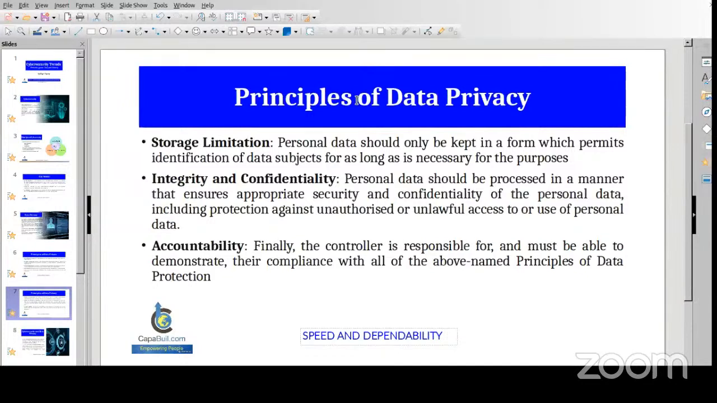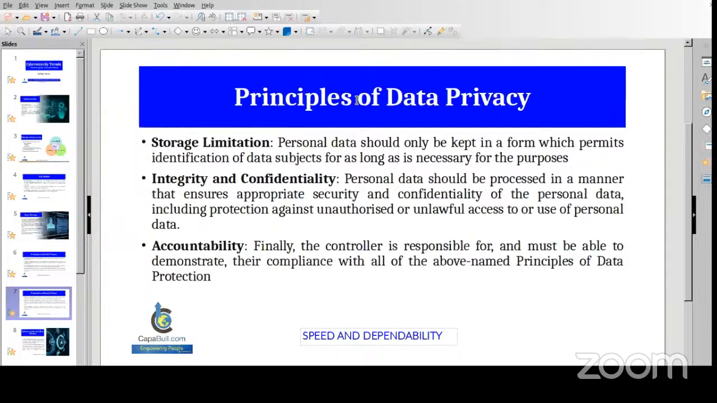Finally, we are looking at accountability. The controller is responsible for and must be able to demonstrate their compliance with all the above named principles of data protection. Let me not come one time to ask what you did with my data, and no one can explain to me what exactly happened.